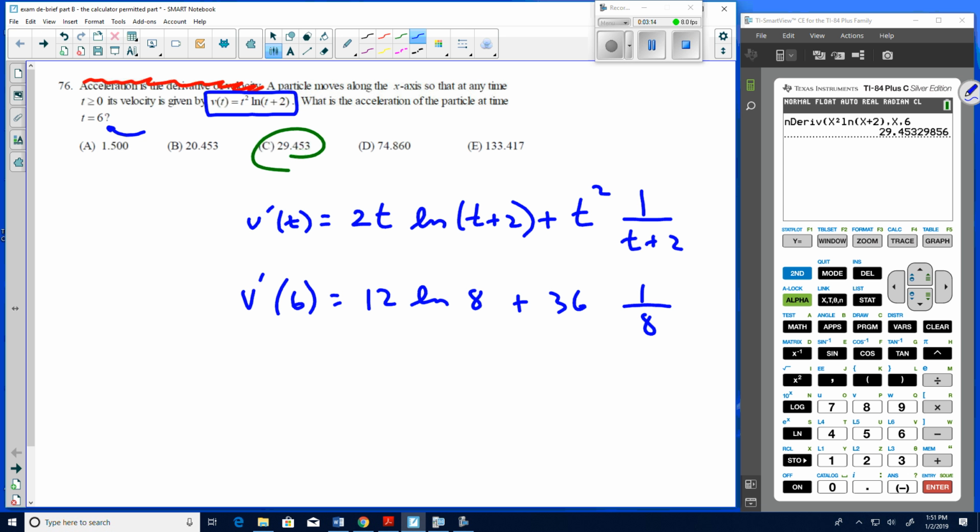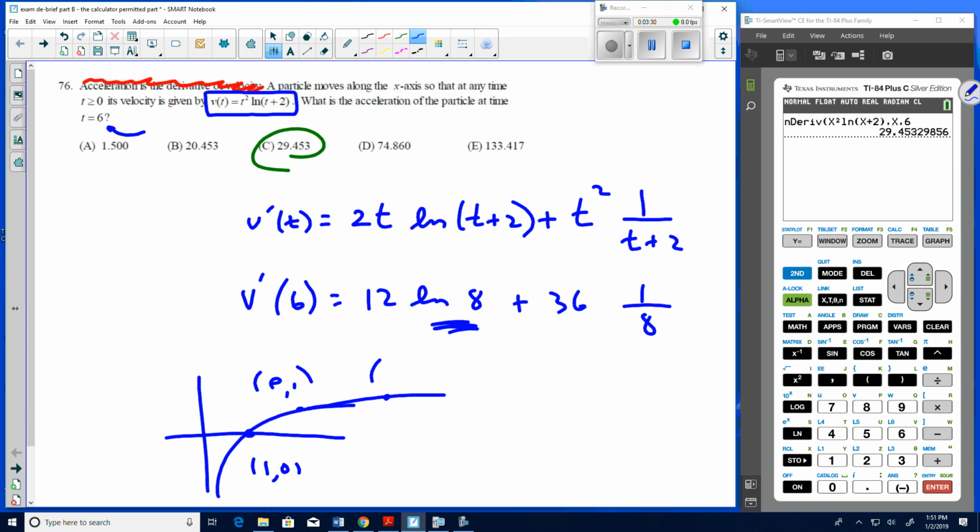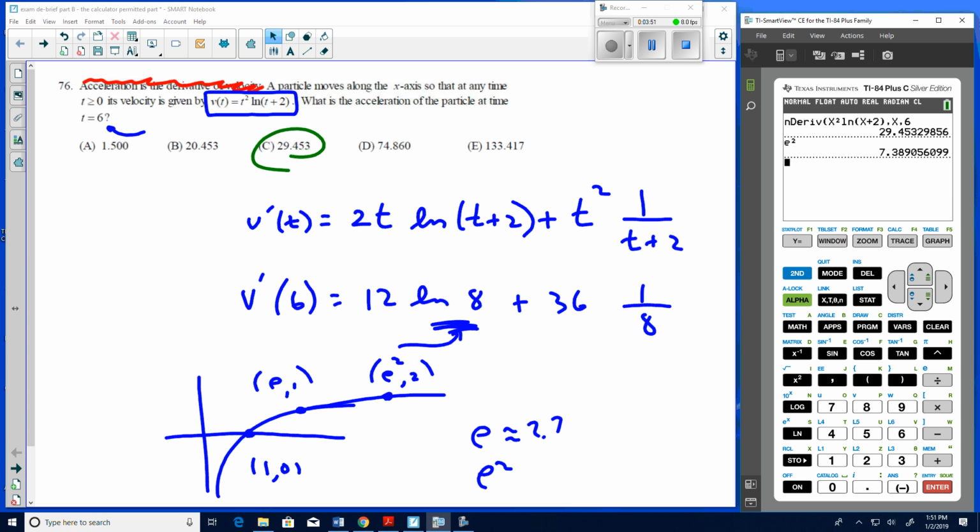So the question is, well, I don't have a calculator. Okay, how am I supposed to do the log of 8? We know something about the log curve. It looks like this. It goes through the point 1, 0. It goes through another point, e, 1. It goes through another point over here, e squared, comma 2, right? So these are points on the curve. E squared is really close to 8. E is about 2.7. E squared, if we just jumped on our calculator here for a minute, is 7.3. Okay, so let's say e squared is about 8.